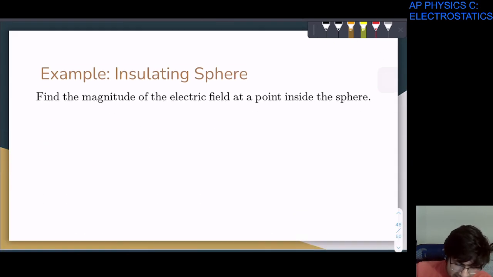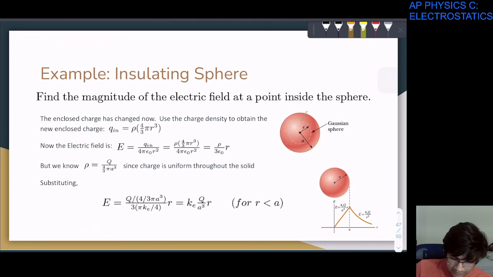Now we're going to find the magnitude of the electric field at a point inside this sphere. Now remember, for insulators, the charge is kind of evenly distributed around. If you take a device physics course, or a solid state course, you'll learn that the charges are kind of fixed in place. So now we're going to be taking a sphere that's inside the surface.